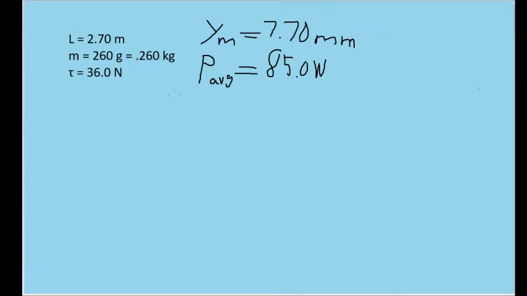Now, we have to find out what the frequency of the traveling waves would have to be in order for the average power to be 85.0 watts, and for the amplitude to be what it is. So basically, what the question is asking us is, with the variables we're given, what is the frequency of the wave?